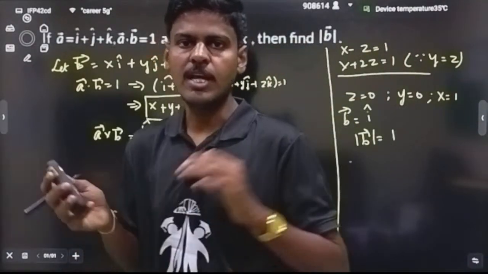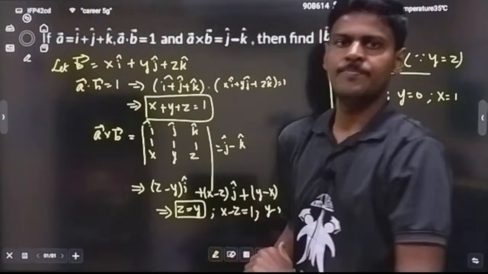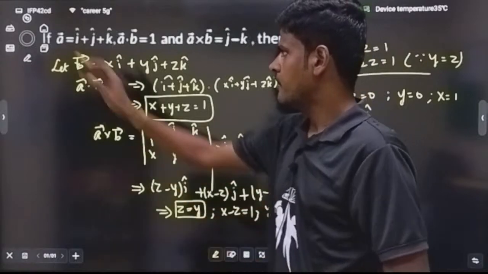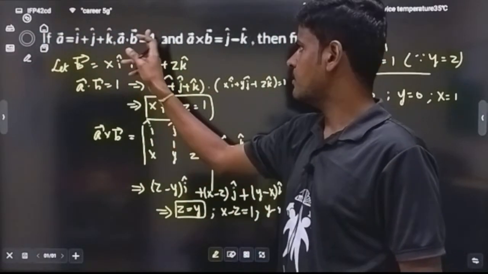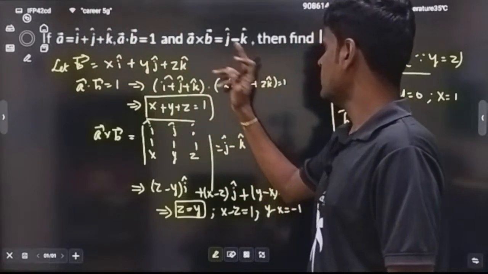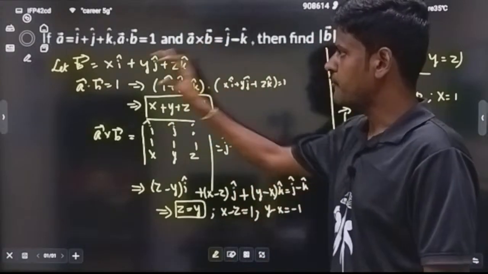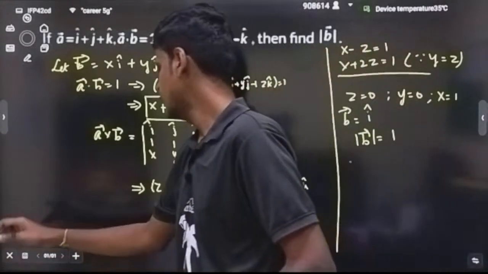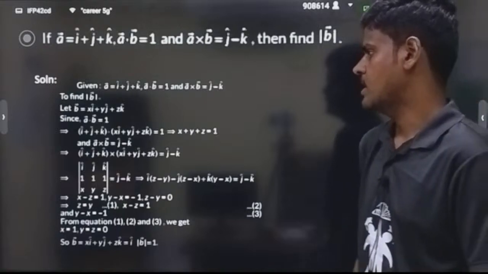So what is the answer? 1. And how to solve this? As we don't know this b vector and we have been given conditions, first understand how to approach this question. We already have a vector, and we don't know b vector, but we have been given two conditions. Use these conditions to find b vector and then find the value of modulus b vector.